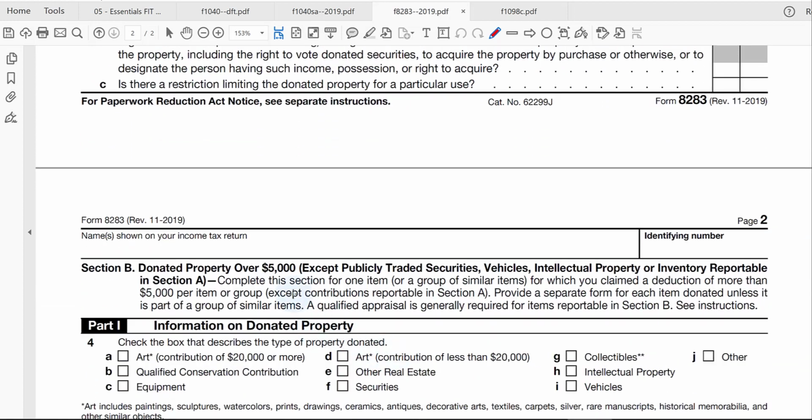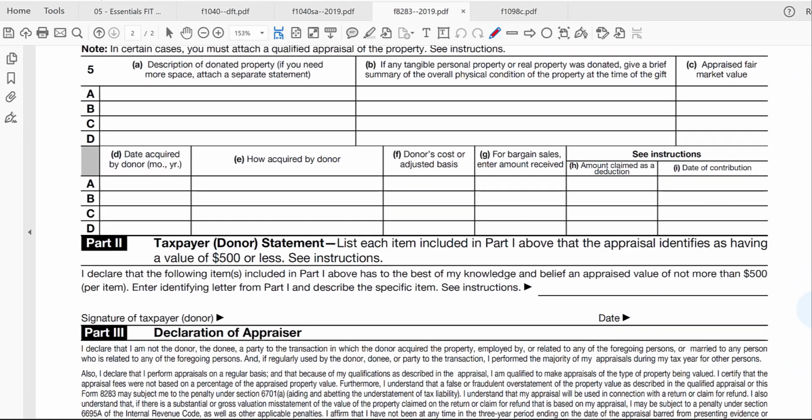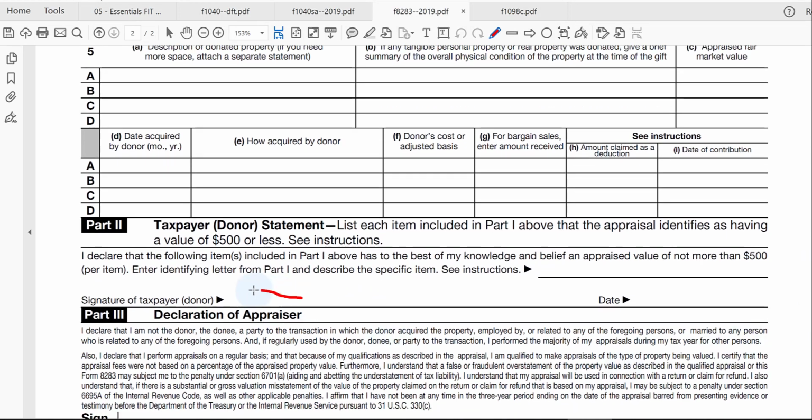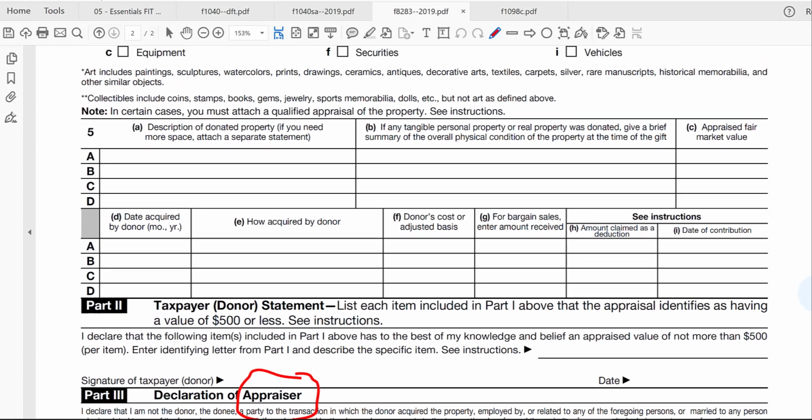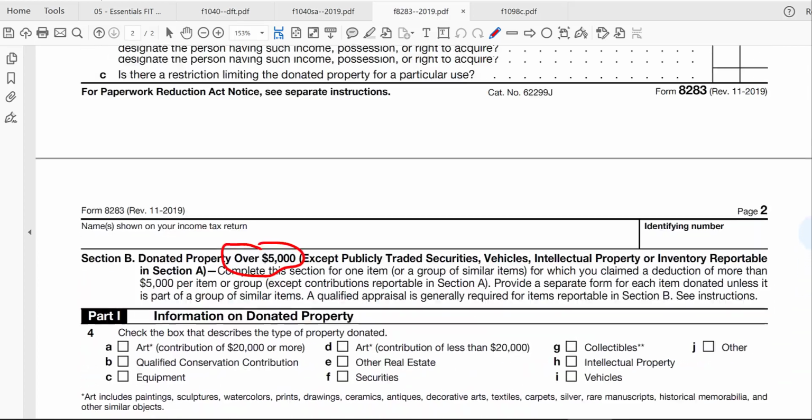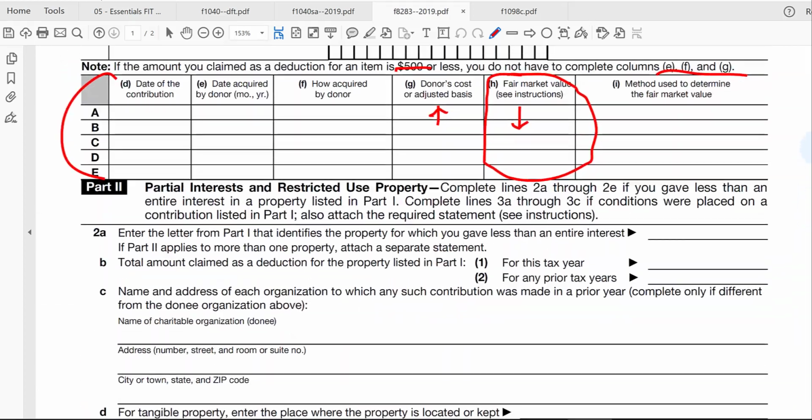If any one item here is over $5,000, you probably have to have this form signed off by a professional appraiser. And of course, that's going to cost money to get an appraisal. So there's a lot of record keeping here, especially if you're making non-cash contributions.